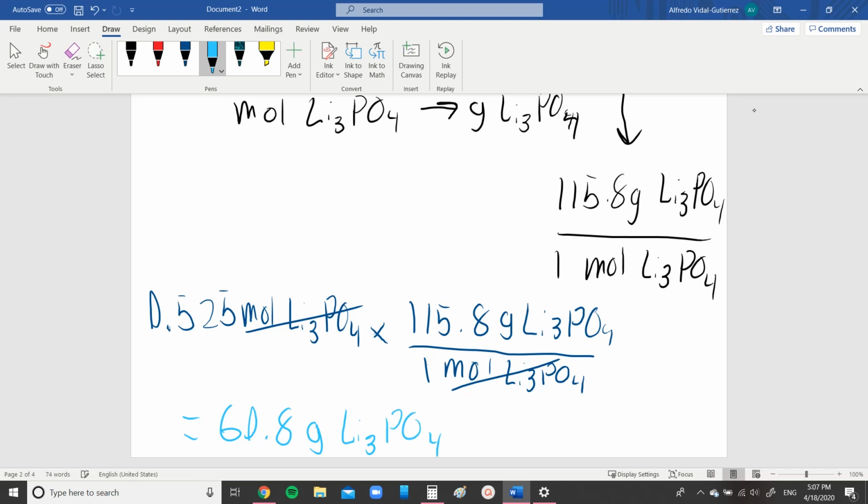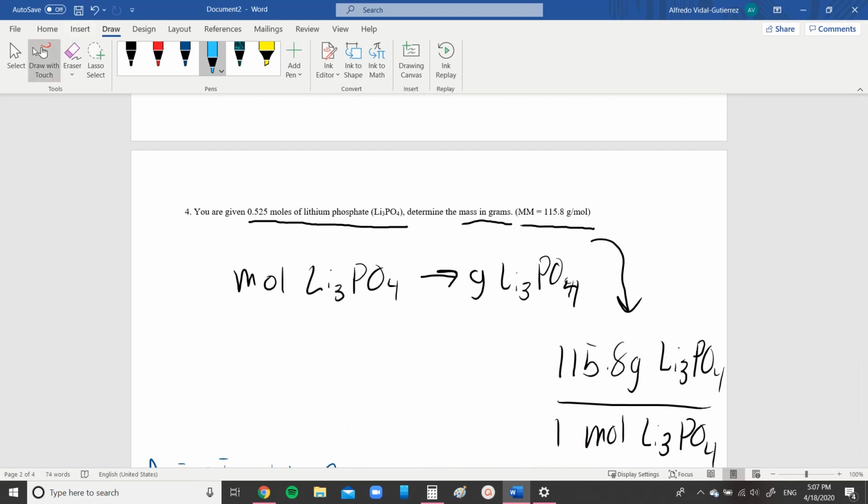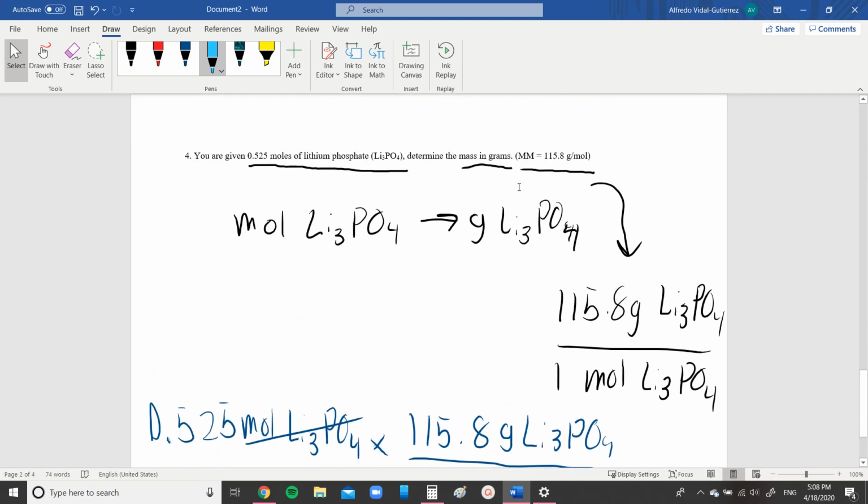And that's how you convert between grams and moles of any substance when the molar mass is given. Again, if you do not know how to calculate this unit right here, this molar mass, I would suggest going to my molar mass calculating video. If you already know and you understand this, you're good to go.